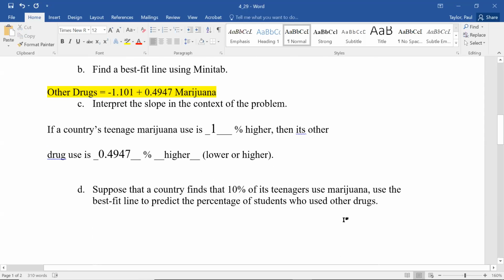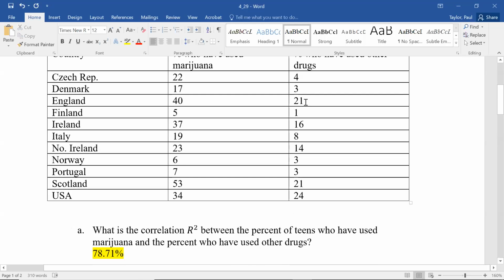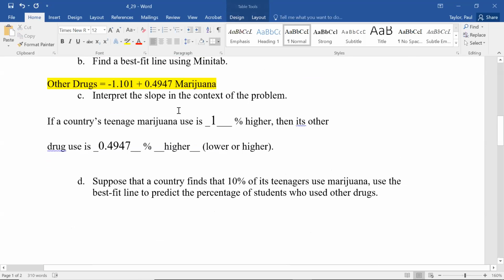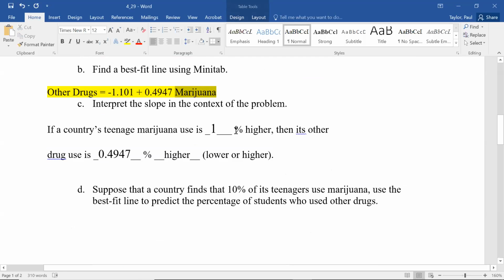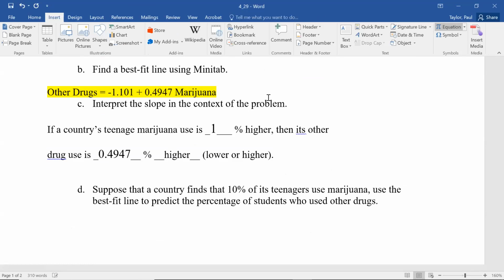And the last part here is if a country has 10% of its teenagers use marijuana, let's use the line to predict the percentage of students that use other drugs. So basically, we're just going to plug in 10. Right, those were the units, right? Like this 21 here was 21%. This 40 here was 40%. So we want to plug it in as if there was a 10 in this column. So we're going to put a 10 in the marijuana slot in the equation for our line and see what we get. So let me just start an equation here.